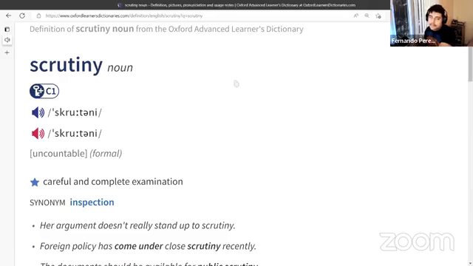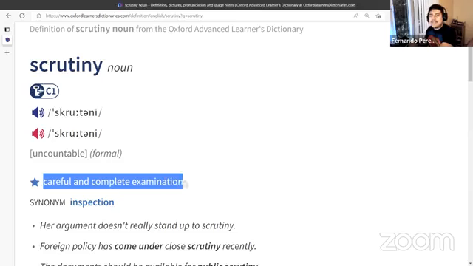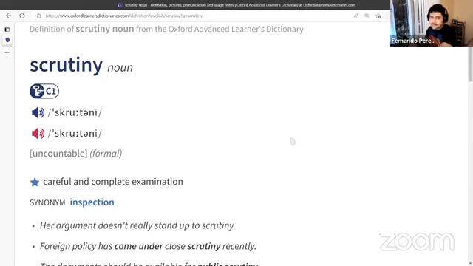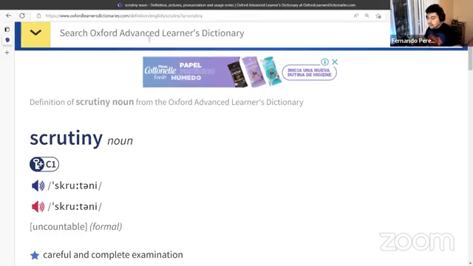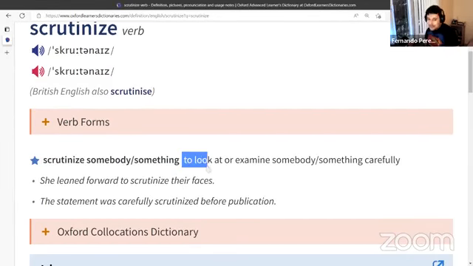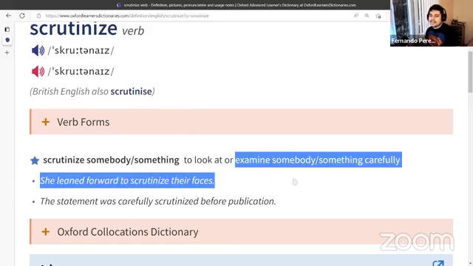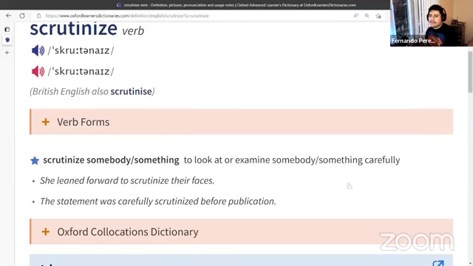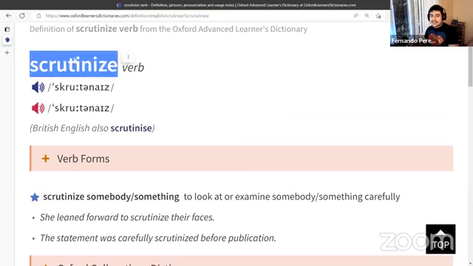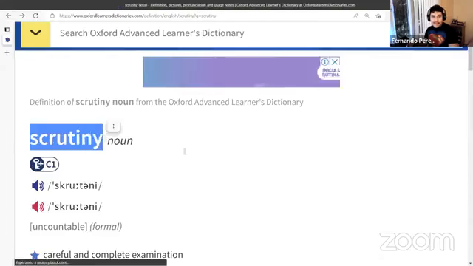Scrutiny. Scrutiny is a noun that means careful and complete examination, right? Similar to inspection. So to scrutinize is to look at or examine something carefully. You see? A very similar approach, very similar meaning, but the difference between scrutinize and scrutiny is the definition.